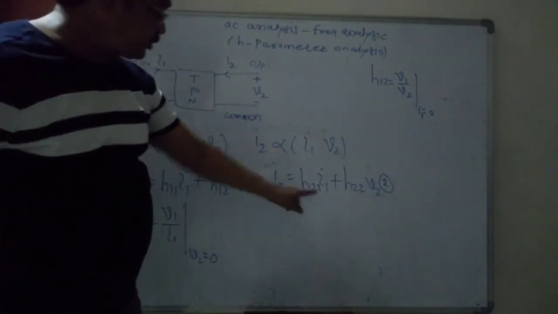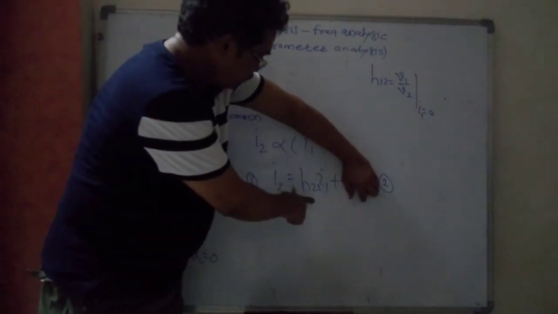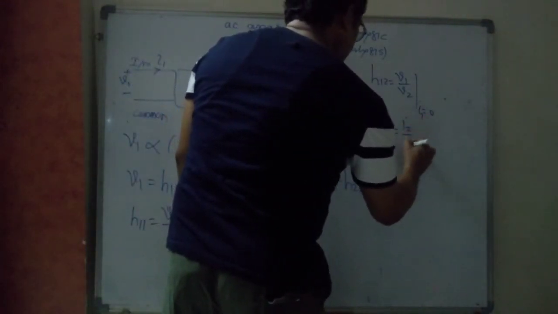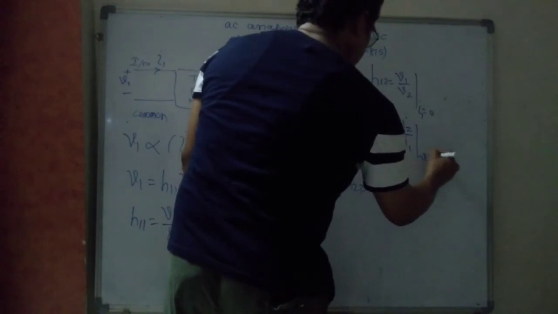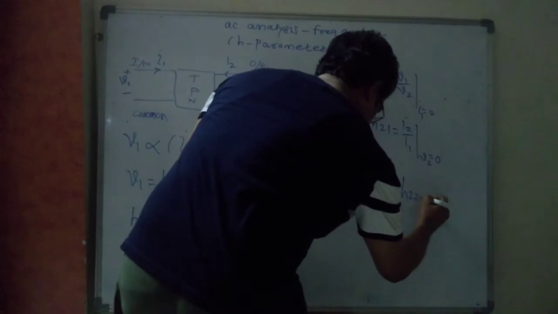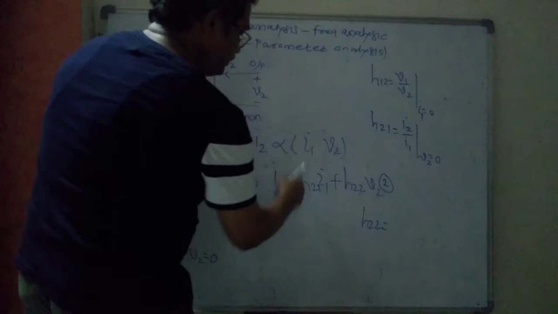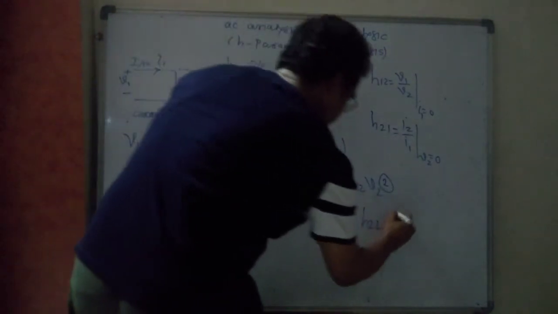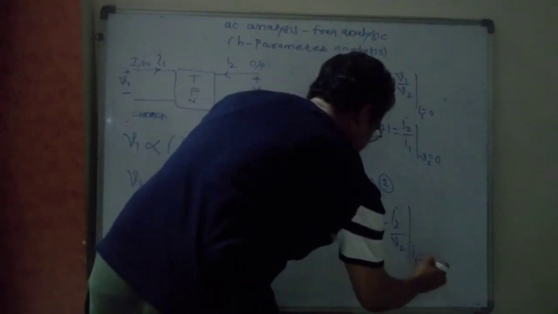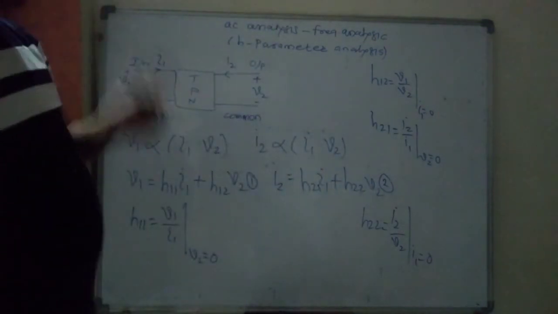Third parameter here, H21. This is 0, V2 0. So if this is 0, then H21 will be I2 upon I1. And fourth parameter H22. If this is 0, then H22 is I2 upon V2, with I1 0. If I1 is 0, this will be 0. I2 upon V2 will be H22. So four H parameters are required.